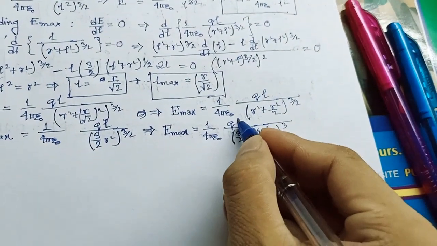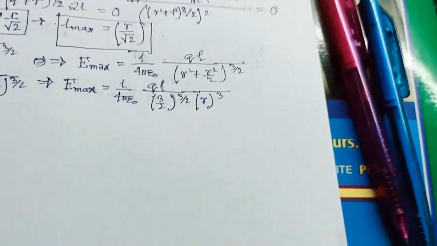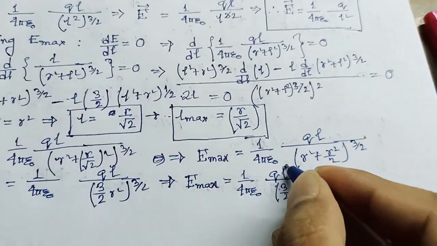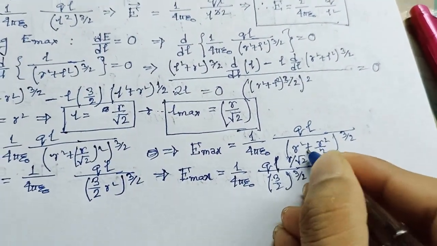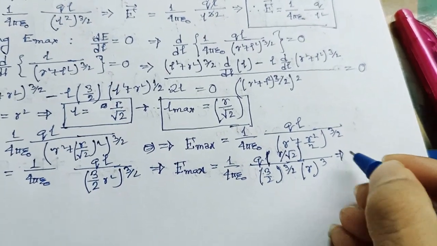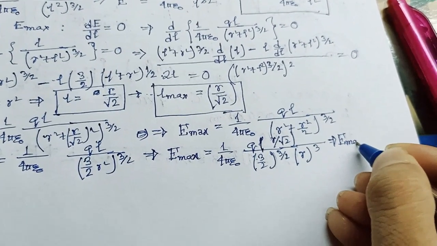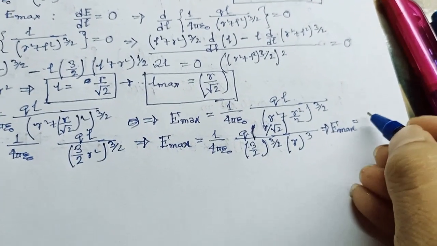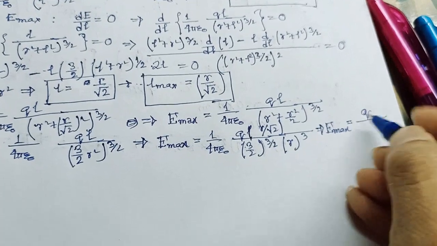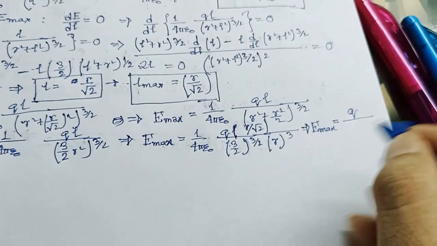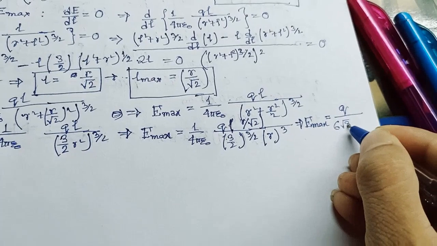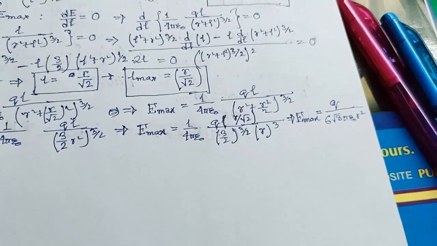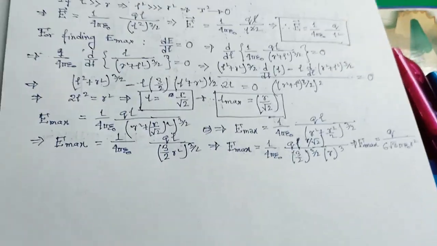Now in the numerator term we'll again put the value of L as equal to R divided by root 2. So if we calculate these values, then we'll find E maximum. E maximum will be equal to Q divided by 6 root 3 pi epsilon naught r square. So this is our required value for maximum electric field intensity.